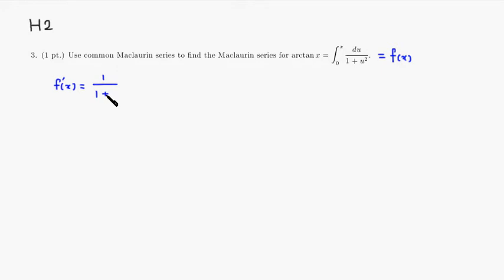1 plus x squared, right? Because you're taking the antiderivative and then the derivative, so it really doesn't do anything to the inside, so you just get that. All right, and this can be written as 1 over 1 minus quantity negative x squared, right?